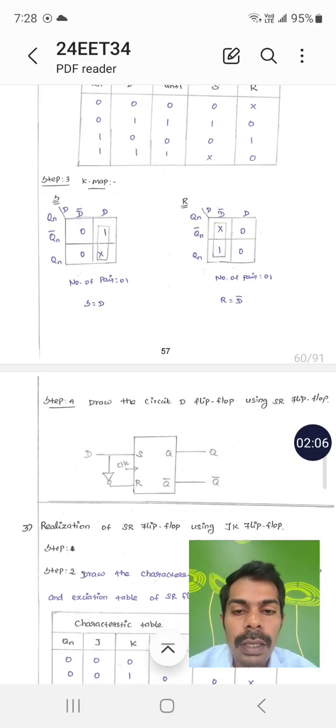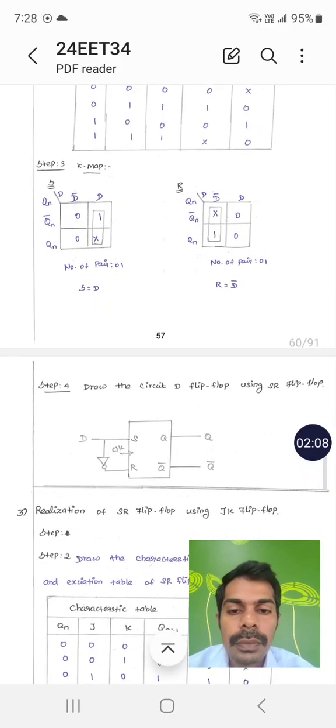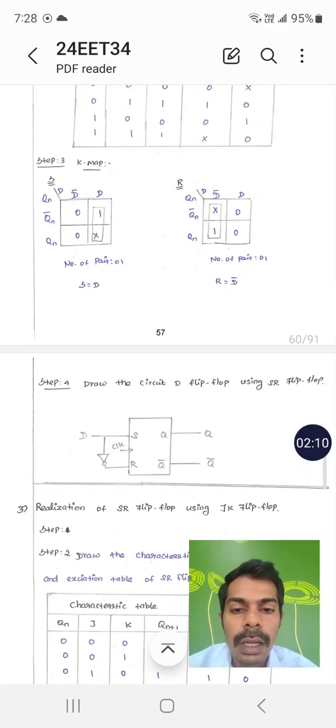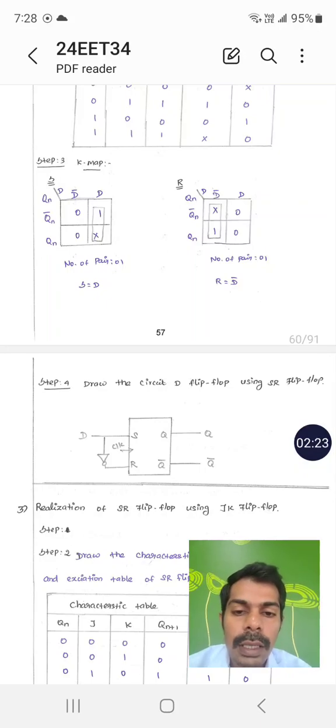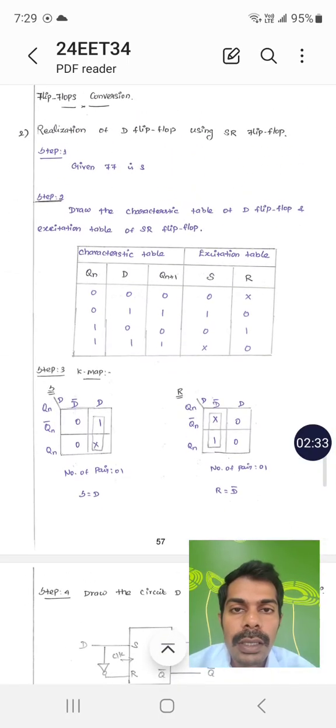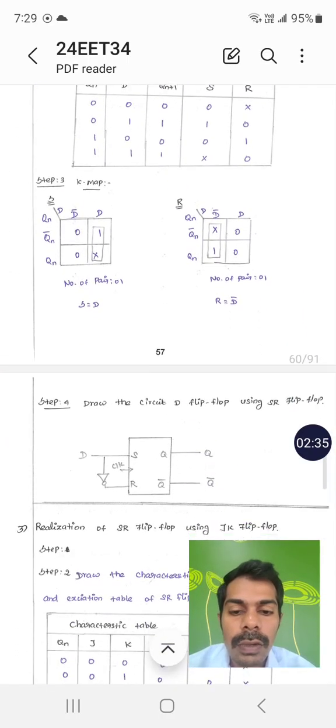So we'll draw the circuit diagram. That is the SR flip-flop. The input for S is D and the input for R is D bar. So we are using one NOT gate from D, and its complement is given to the R input. So R is equal to D bar. This is the circuit diagram for realization of D flip-flop using SR flip-flop.